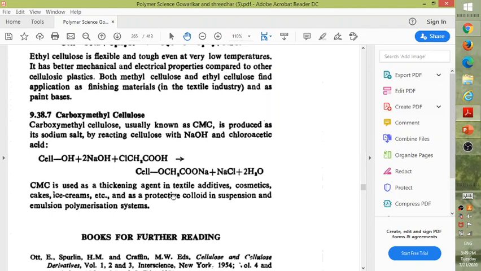CMC is used as a thickening agent in textile additives, cosmetics, cakes, ice creams, and as a protective colloid in suspension and emulsion polymerization systems. These are the techniques of polymerization, bulk, suspension, emulsion, which we will learn in future. So this was regarding cellulose and its derivatives.